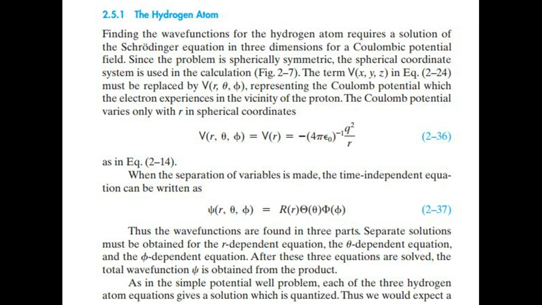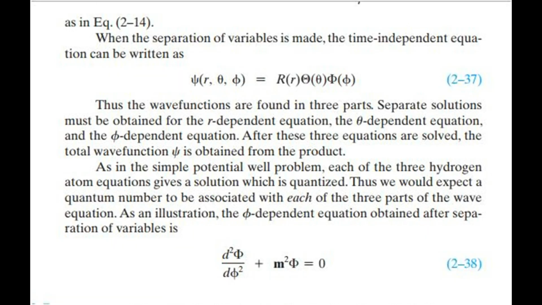When the separation of variables is made, the time-independent equation can be written as thus: the wave functions are found in three parts. Separate solutions must be obtained for the r-dependent equation, the θ-dependent equation, and the φ-dependent equation. After these three equations are solved, the total wave function ψ is obtained from the product. As in the simple potential well problem, each of the three hydrogen atom equations gives a solution which is quantized. Thus we would expect a quantum number to be associated with each of the three parts of the wave equation.